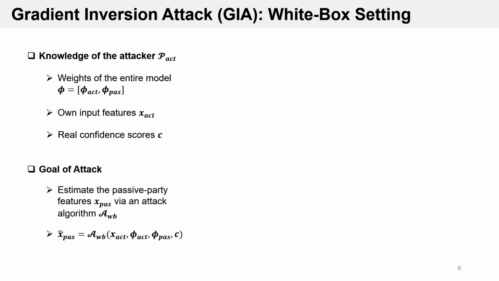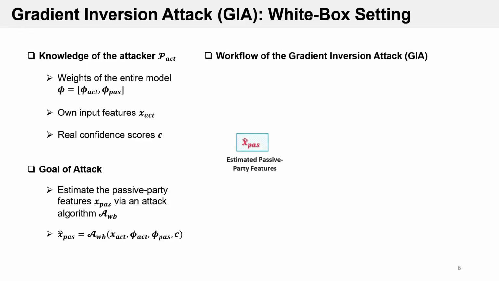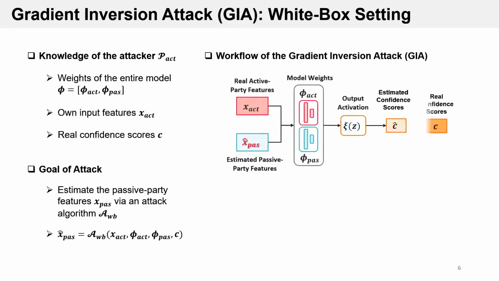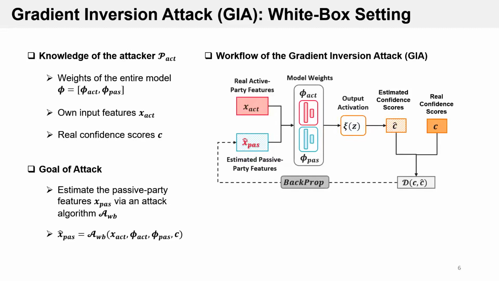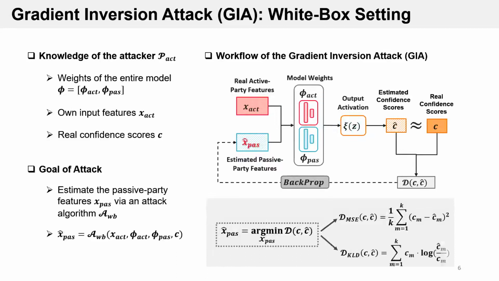Our attack is conducted in an iterative fashion. To begin with, the attacker randomly initializes the passive party features. Then, both part of the features are fed to the trained model to compute the estimated confidence scores. The distance between the real and estimated confidence scores is calculated and used to update the passive party features. This process is repeated for several rounds until the estimated confidence scores are close enough to the real values. Here, we use two metrics, namely the mean squared error and the KL divergence, to measure the distance.